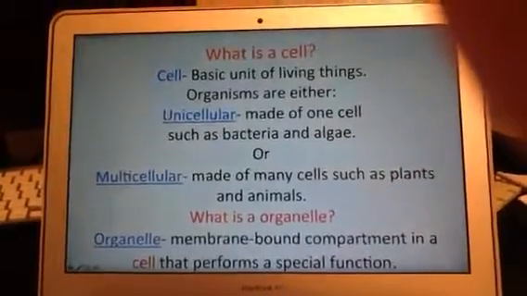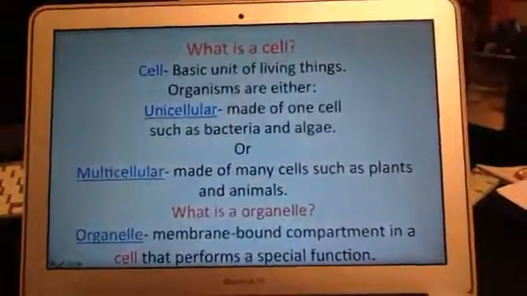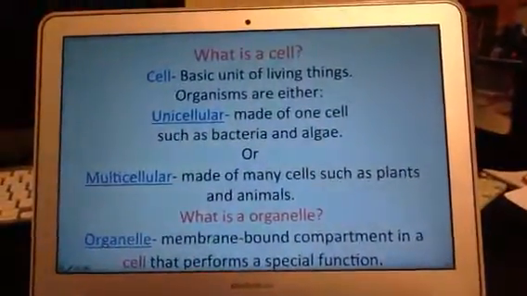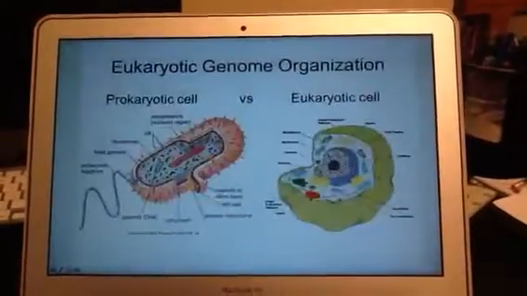What is an organelle? An organelle is a membrane-bound compartment in a cell that performs a special function. An example of an organelle is a ribosome, and its function is to make proteins.